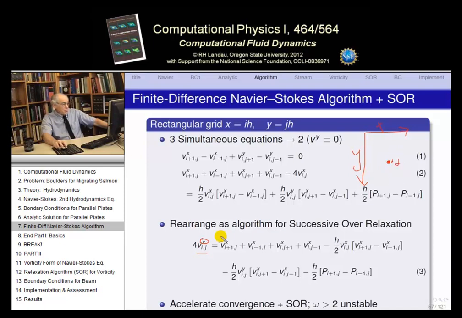Okay? And so in order to solve for the velocity at point i, j, we need to know the velocity at an x value, i plus 1, so that's going to be here. And then we need to know the x velocity at i minus 1. That's going to be there. And then we need to know it at j plus 1, which will be here. And then we need to know it at j minus 1, which is there. Plus some half a grid step, ij again, i plus 1. We got that. The pressure as well. And so what we have here is our relaxation algorithm.